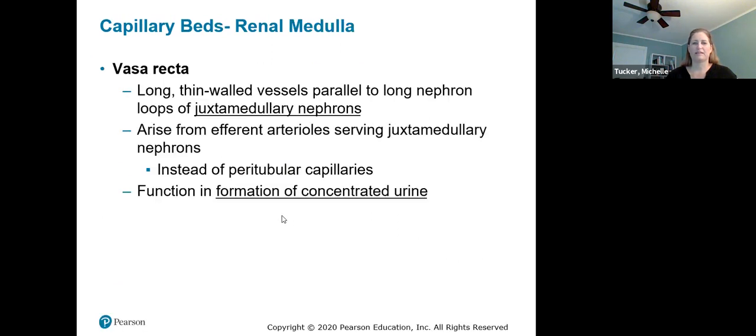The vasa recta, these are long vessels. They are going to parallel the nephron loops of these juxtamedullary nephrons, and they will assist in the formation of concentrated urine. So they'll also be reabsorbing water, just in a different location.